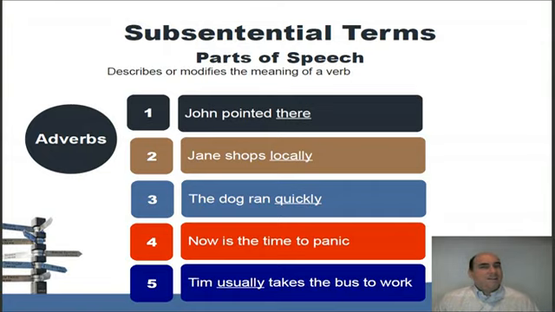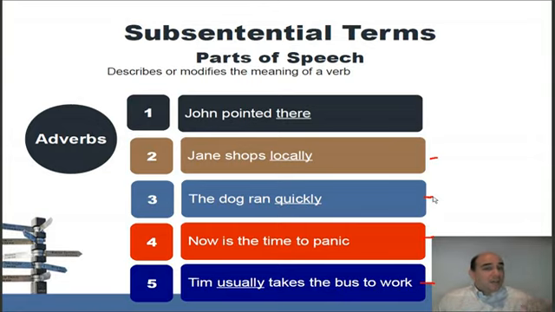Lastly, here we have adverbs. Adverbs are the least used, the least popular of the open categories, although they still are major. And there are different types. For example, we have one here of direction. John pointed there in that direction. We have ones for location. We have ones for time. We have ones for frequency. We have one for manner. Okay, and there are literally groups of these that you could teach.